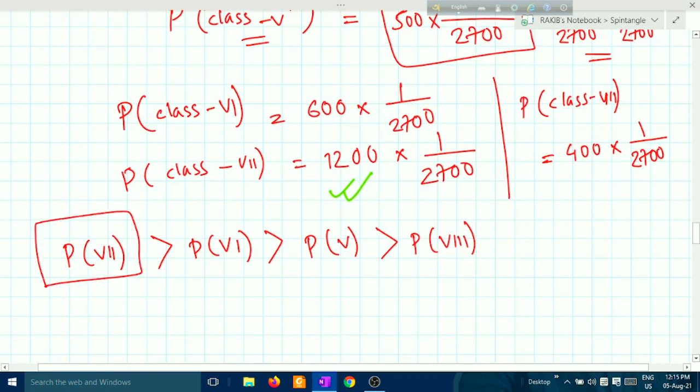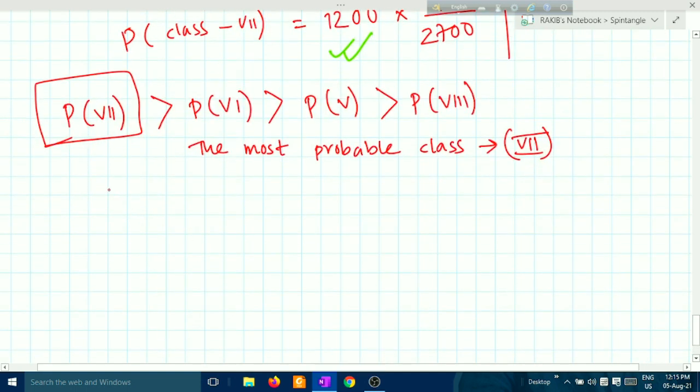This means this is the most probable macrostate. The most probable class is class 7. What was class 7? Class 7 is the most probable class. Now, writing in statistical notation.